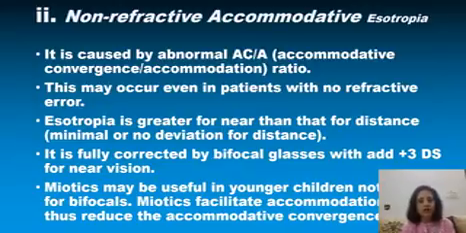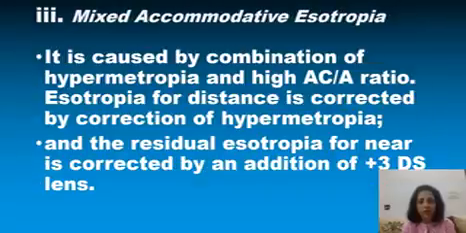Non-refractive accommodative esotropia is caused by an abnormal accommodative convergence upon accommodation ratio. This may occur in patients with no refractive error. Here, the esotropia is greater for near than for distance and is fully corrected by bifocal glasses, adding +3 diopters for near. Miotics may be useful in younger children.